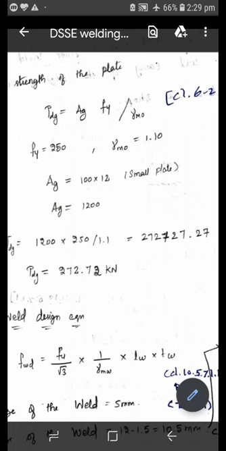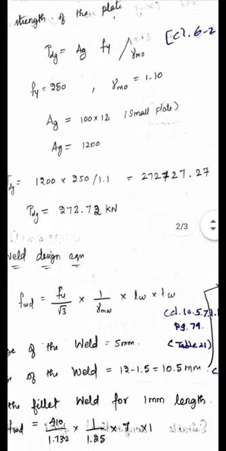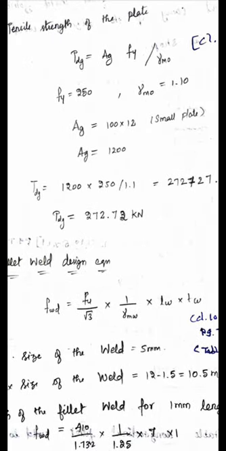Gamma m0 value can be obtained from Table 5, page number 30. That value is 1.1. So the TDG value is 272.72 kilonewton. So now we have arrived at the load for which we have to design the joint.